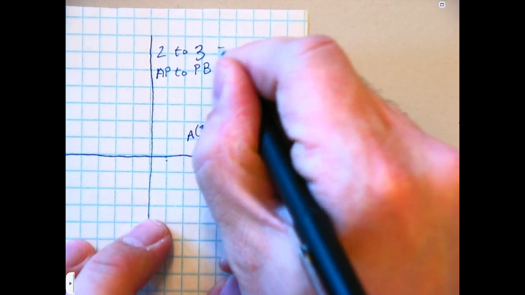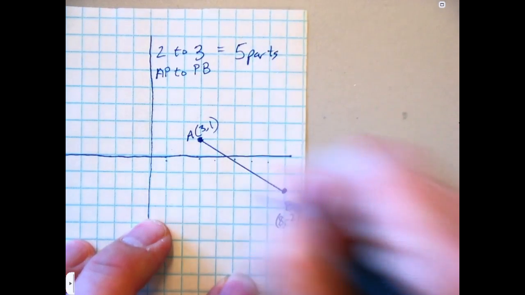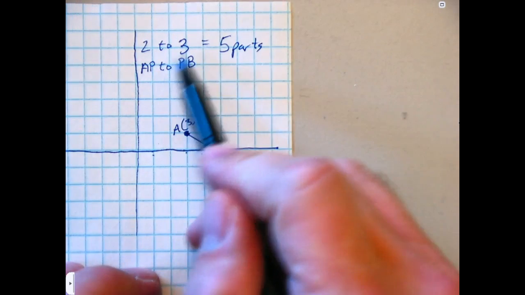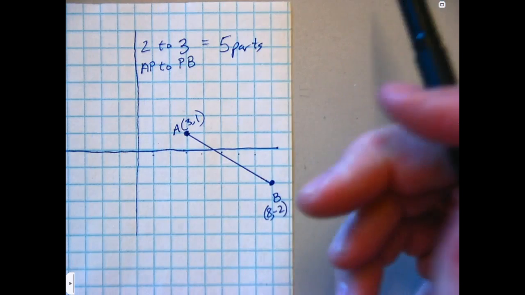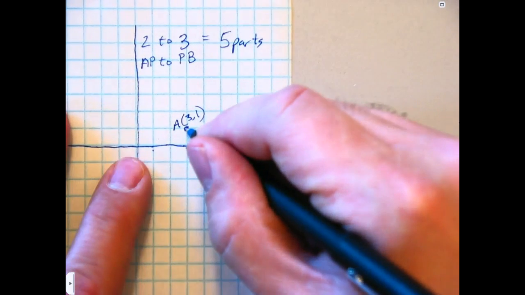How many total parts? 5 parts. Okay, this line is going to be broken up into 5 parts. 2 of them are going to be from A to P. 3 are going to be from P to B. Okay? So, let's go through our slope again. See if we can use that.